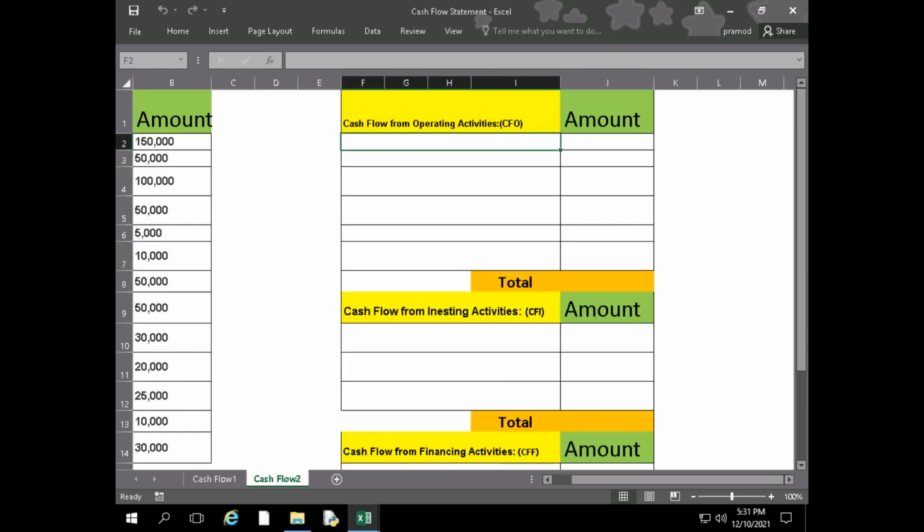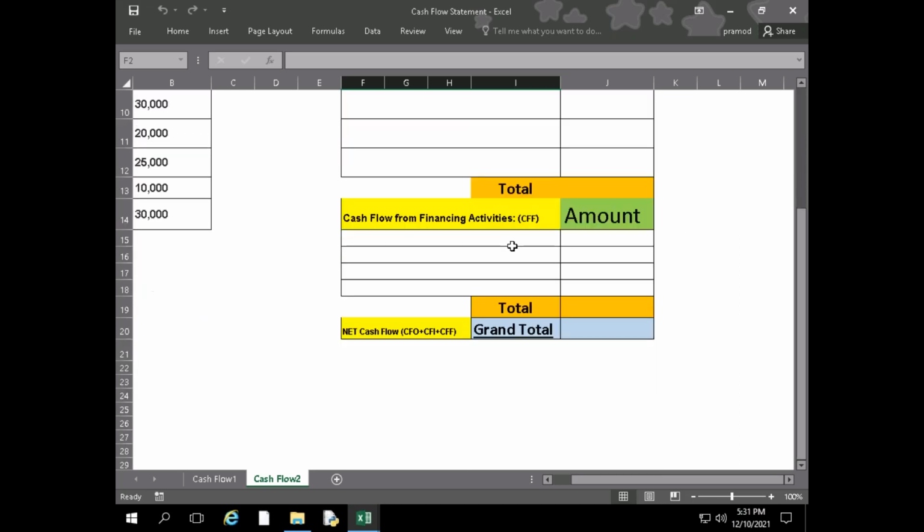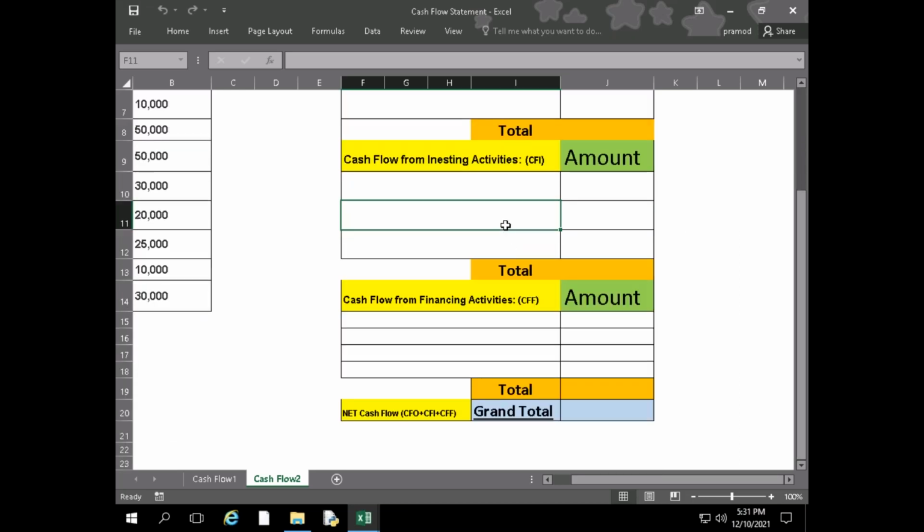Operating activities will be all your operating expenditures, OPEX, including the sales and purchase also. Whatever is in the OPEX part will be in the CFO. CFI will be all your investing activities. CFF will be all your financing activities: loan, borrowing money, lending. All that will be from the cash flow financing activities, CFF.